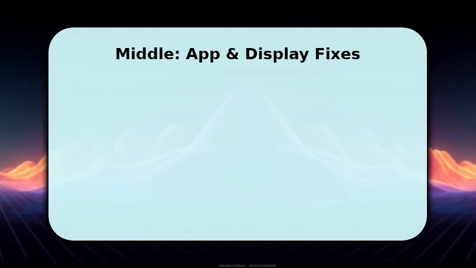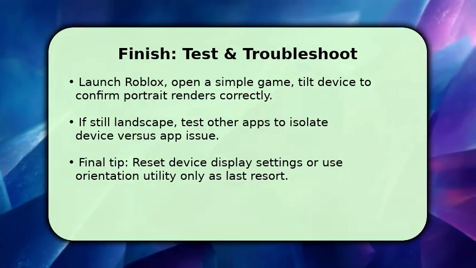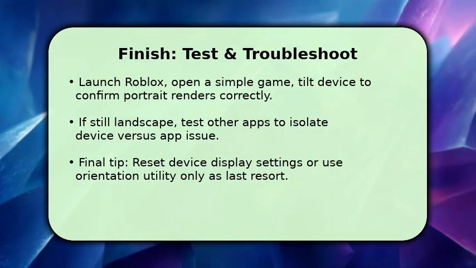Finish by testing the fix. Open Roblox, join a basic game or the home screen, and rotate your device. You should see the UI switch to Portrait.